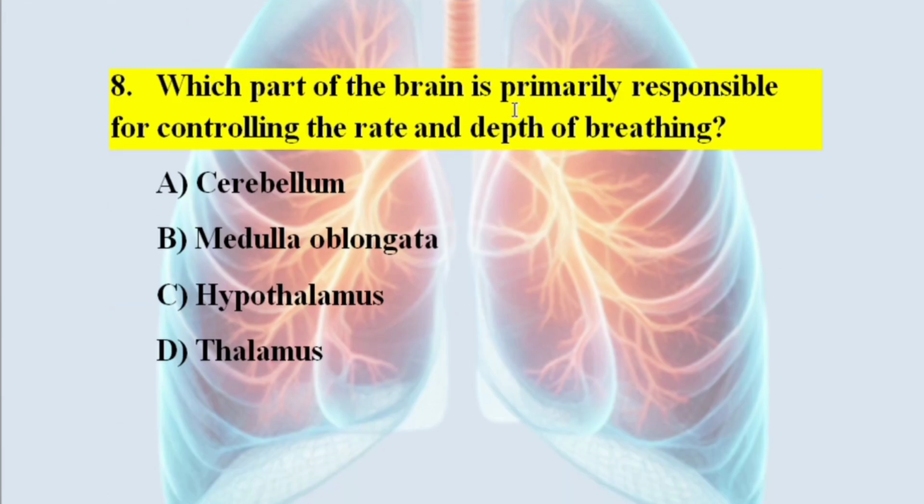Which part of the brain is responsible for controlling the rate and depth of breathing? Alpha, cerebellum, beta, medulla oblongata, Charlie, hypothalamus, and delta, thalamus. Here the right option is medulla oblongata.